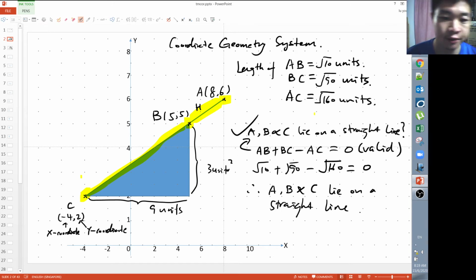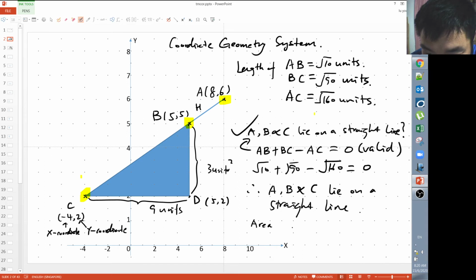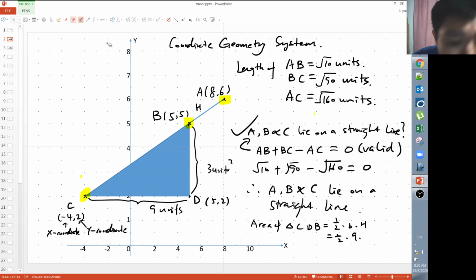Let me continue to make use of this example, because I find that this example can give us a lot of insights. Now, what if we are asked to find the area of this triangle? Let me call this point D. Point D is actually 5 and 2. To find the area of the triangle CD, you can use half times base times height. The base in this case is 9, and the height is actually 3.